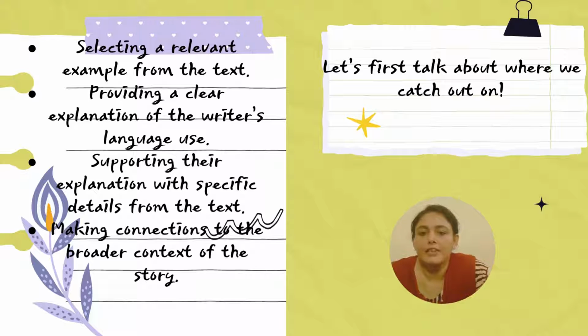Okay, then providing a clear explanation of the writer's language use, here the understanding of the language comes in. Then supporting their explanation with specific details from the text. What students fail to do is that whatever explanation they are giving, they are not connecting it back to the text. This is important to do. And making connections to the broader context of the story. Let's say that you have done number one, number two, number three. So you have got 3 marks, okay?